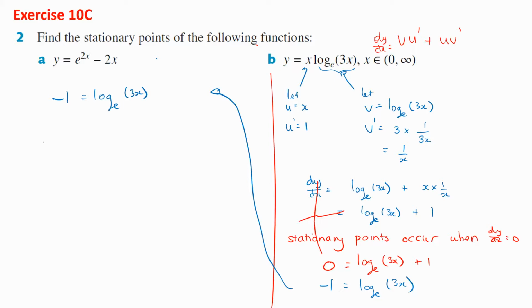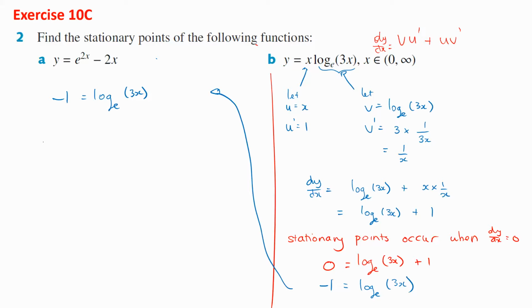Alright, hands up if you got up to this step. So you found the derivative using product rule. Let x equal u, let v equal log e of 3x, find the derivative of each. So revising your log and exponential rules, the derivative should have been 1 and 1 on x, using chain rule here. Using product rule is what you get. Let it equal 0 to find stationary points, minus 1 on both sides.